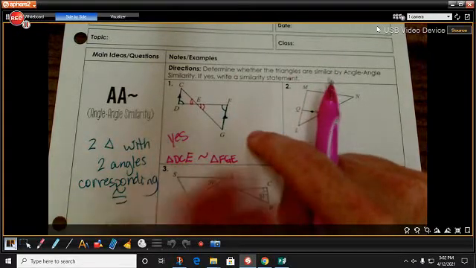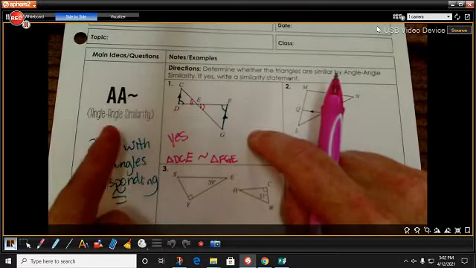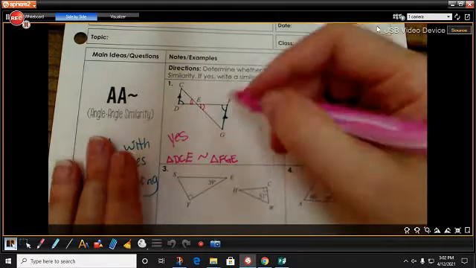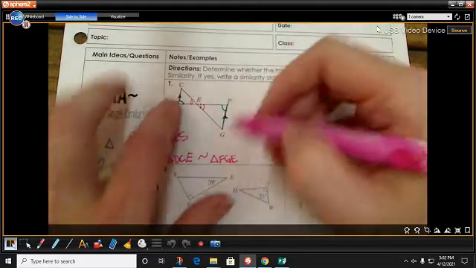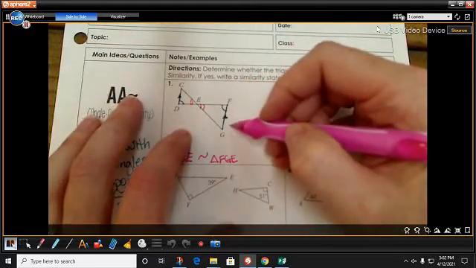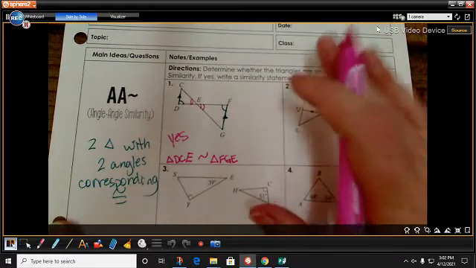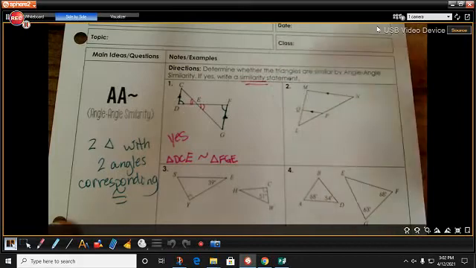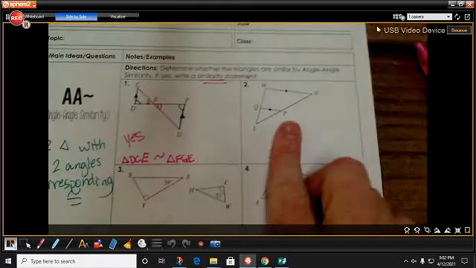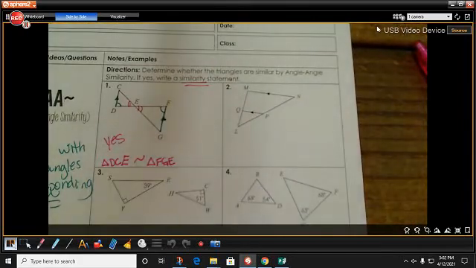Now that they're similar, then I know that all the properties of similarity are going to fall here. So not only are all the angles going to be congruent now, but now I know that these sides are going to be proportional to each other. I'm not doing anything with that right now, but knowing that about similar triangles is going to let us continue with that later on. Looking now at problem number 2.